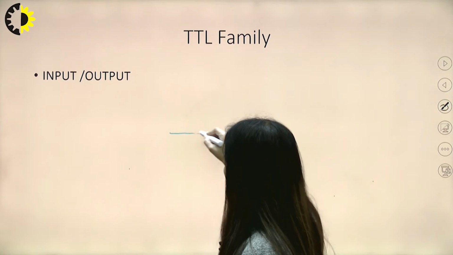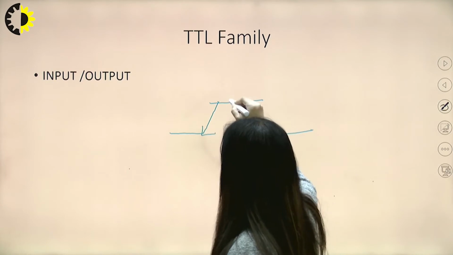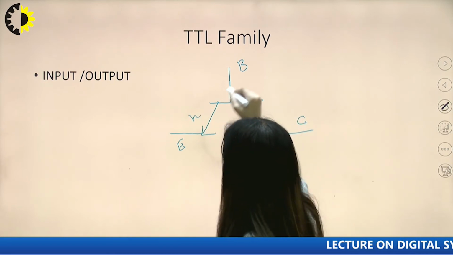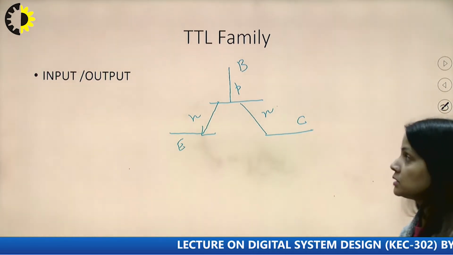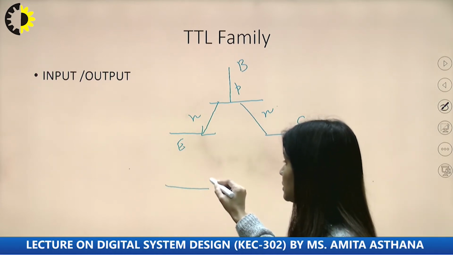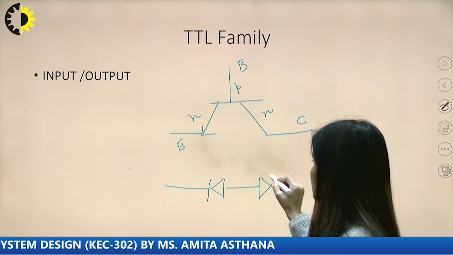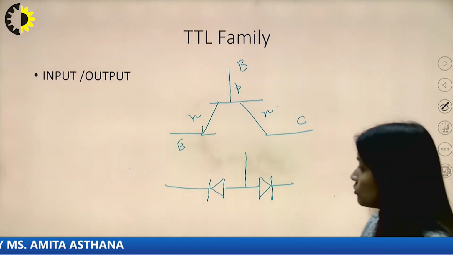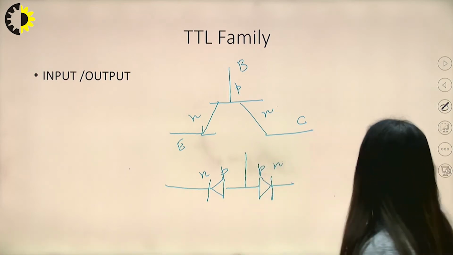If I am talking of this is base, emitter, collector, and transistor, right? So how am I going to see this particular transistor? I will see this transistor in such a way. Okay, so this is the equivalent.